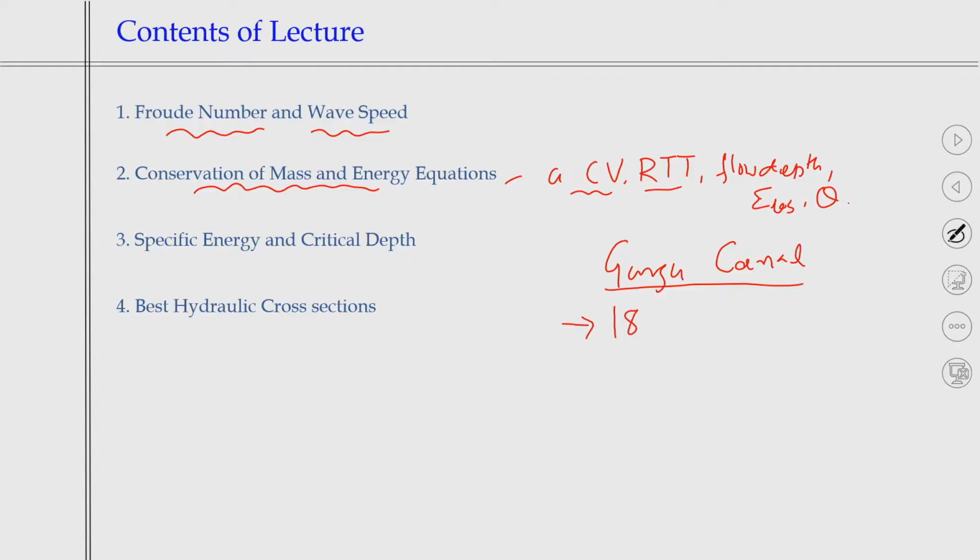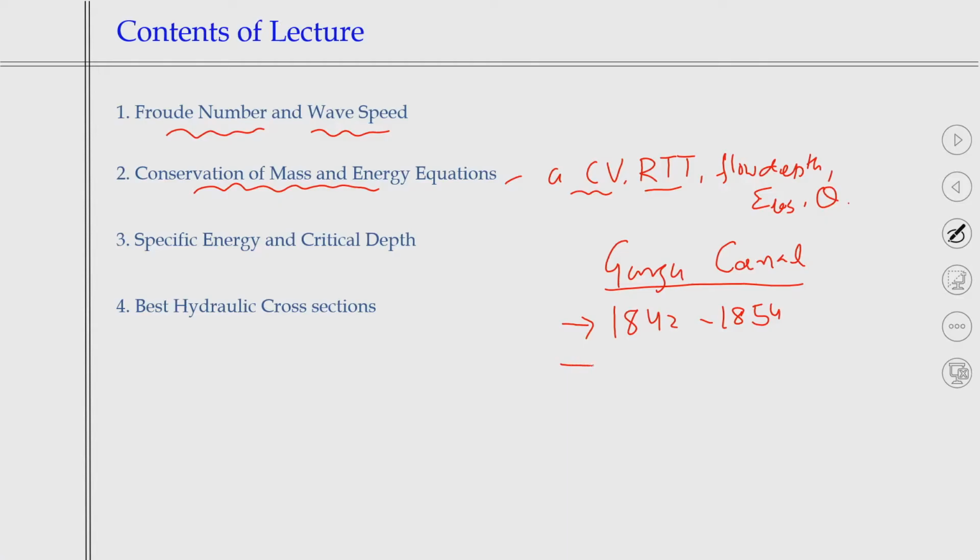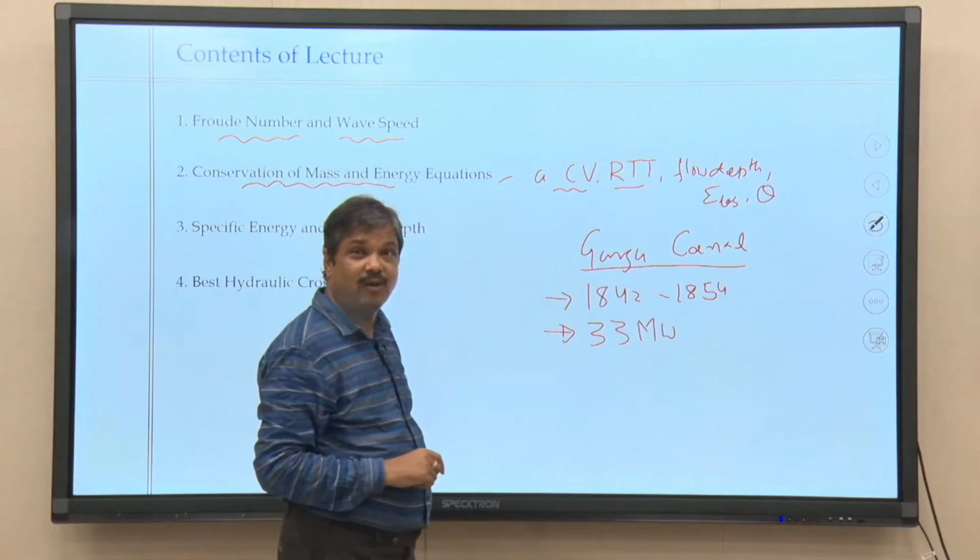in 1842 to 1854. So it took about 12 years to construct the Ganga canal. Today this canal still functions, almost 170 years old. The canal also has 33 megawatt power generation.